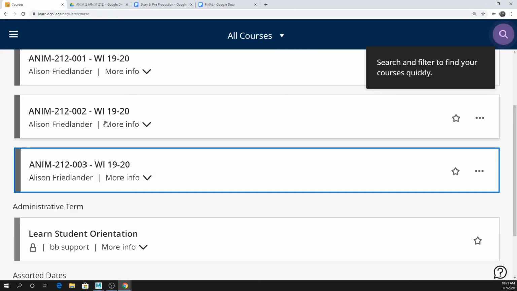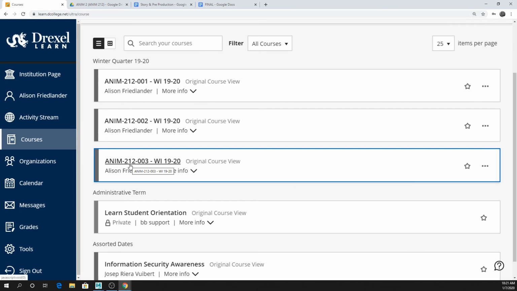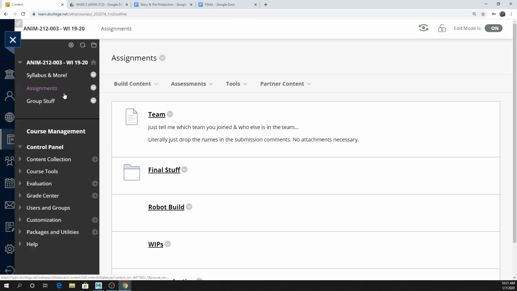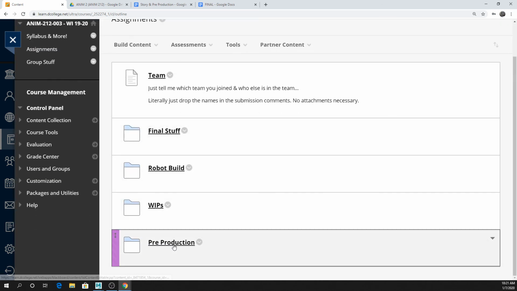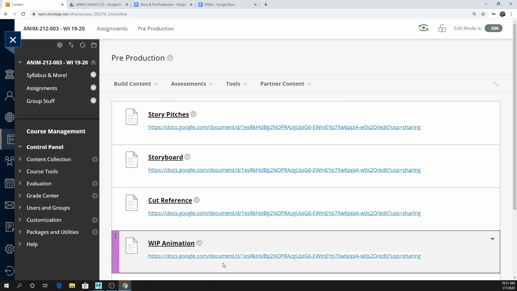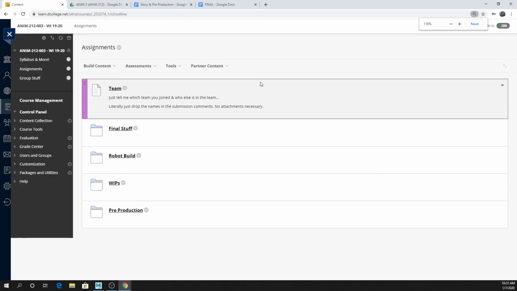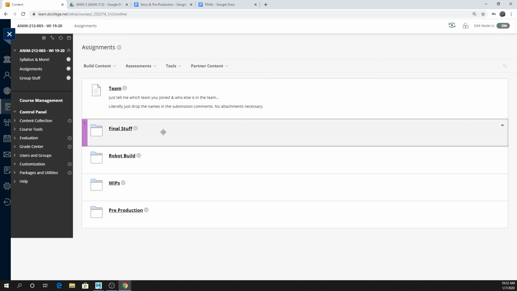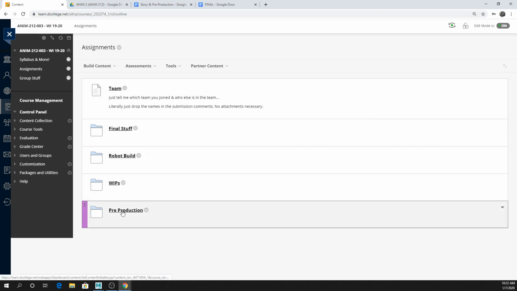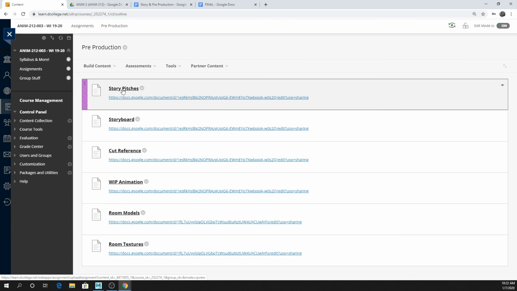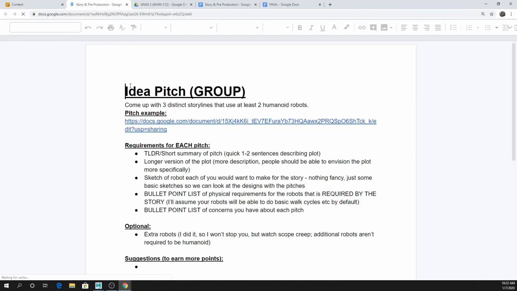Suppose we do Tuesday, right? I think it's the one that links to docs, because that's the pre-production. It says work in progress animation though. If you go into assignments and then pre-production, the story pitches should be the first one that shows up. It's just not open, because all I have is work in progress animations.